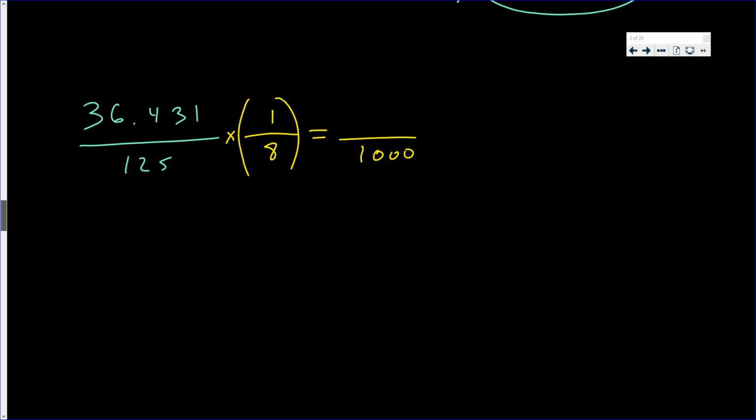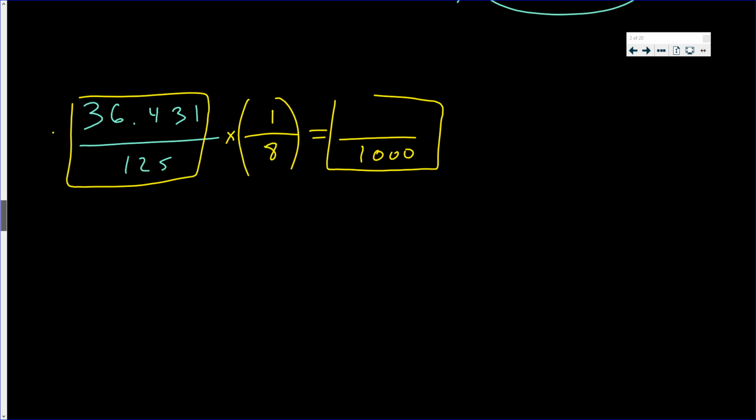Now, if you put a 1 here, then you're multiplying this number by 1/8, and whatever you get will not equal 36.431 divided by 125. This number here is equal to itself times 1. This has to be 1. And 1/8 does not equal 1. 8 over 8 equals 1. Well, why 8 over 8? Why not 4 over 4? That also equals 1.